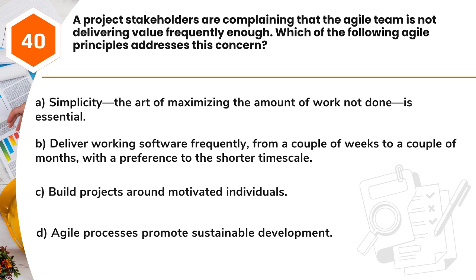Question 40. A project's stakeholders are complaining that the Agile team is not delivering value frequently enough. Which of the following Agile principles addresses this concern? A. Simplicity, the art of maximizing the amount of work not done, is essential. B. Deliver working software frequently, from a couple of weeks to a couple of months, with a preference to the shorter timescale. C. Build projects around motivated individuals. D. Agile processes promote sustainable development.